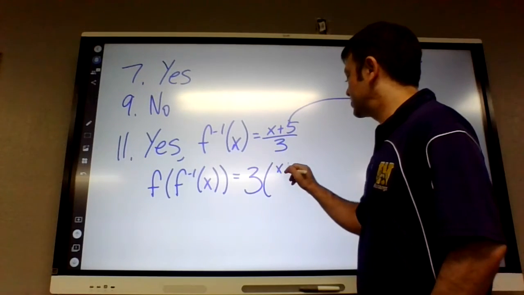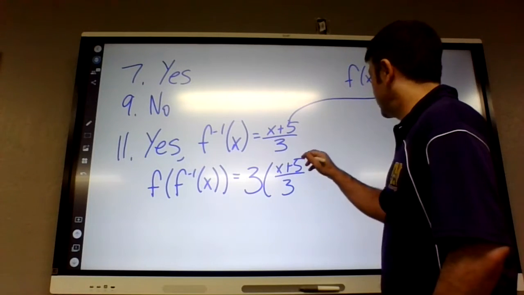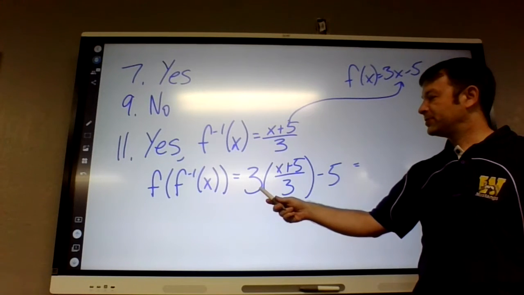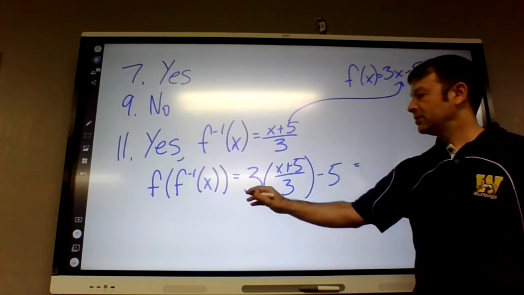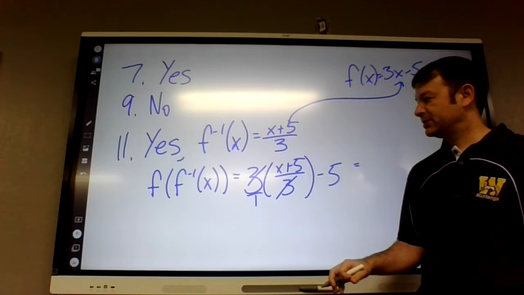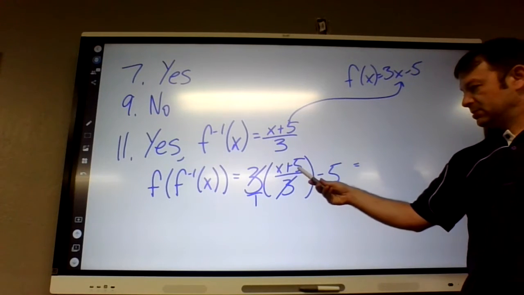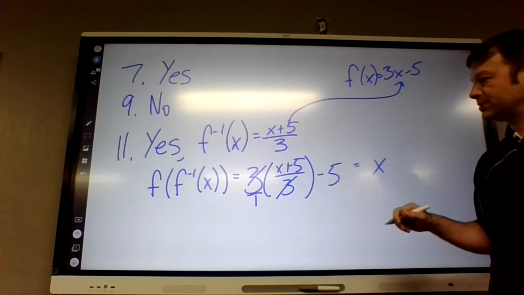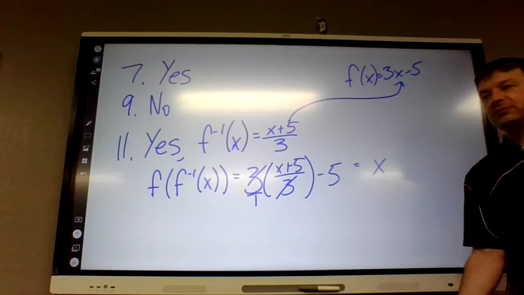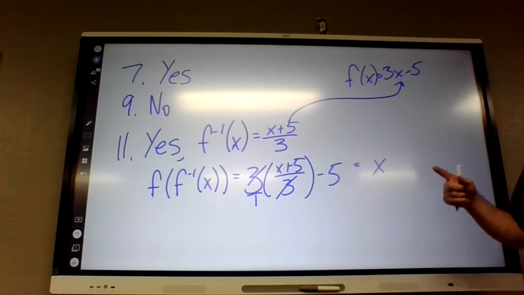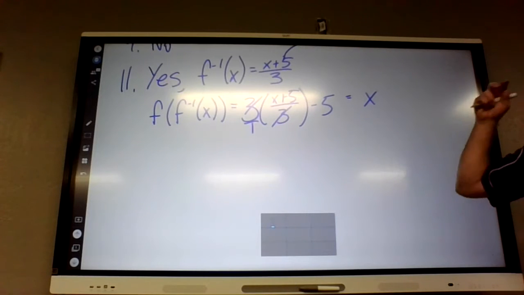So it's 3 times x plus 5 over 3 minus 5. Do you guys know what happens with this 3 right here? Remember multiplying fractions? It cancels out. So you just get x plus 5 minus 5, which is what? x. So that proves it is an inverse function. And if you go the other direction, it should work also, but that's enough.